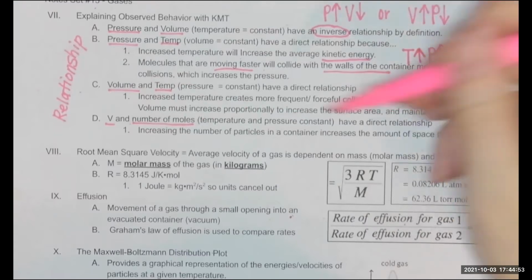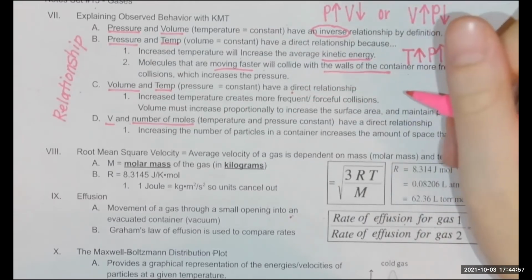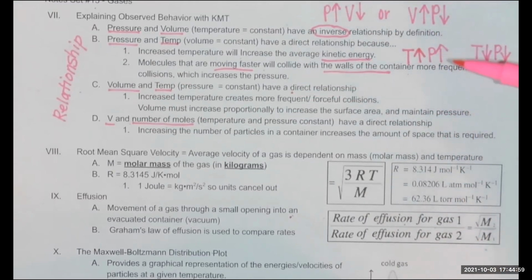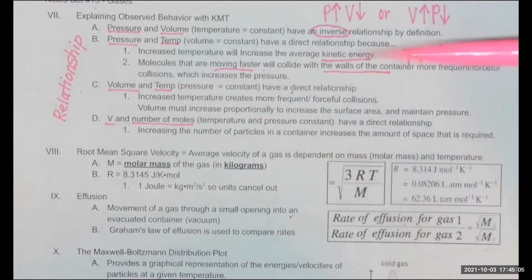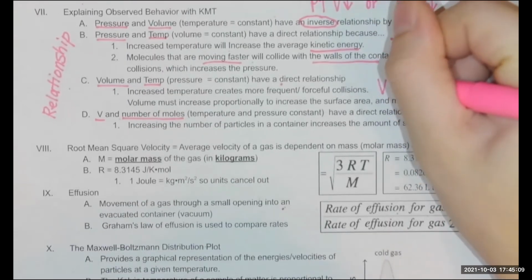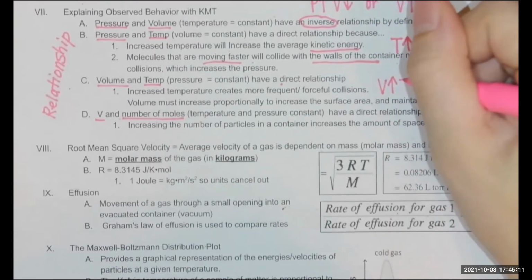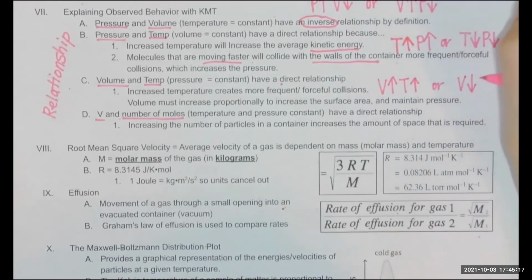Volume and temperature also have a direct relationship. In order to maintain the pressure, the volume must increase proportionally as the temperature is increasing. So as volume increases, temperature increases, or they can both decrease.